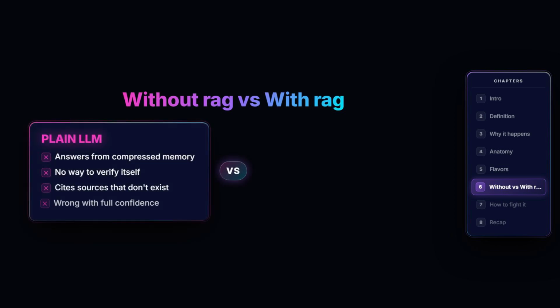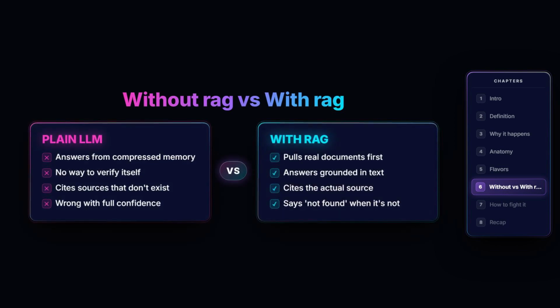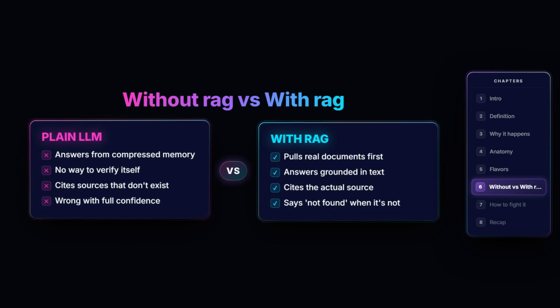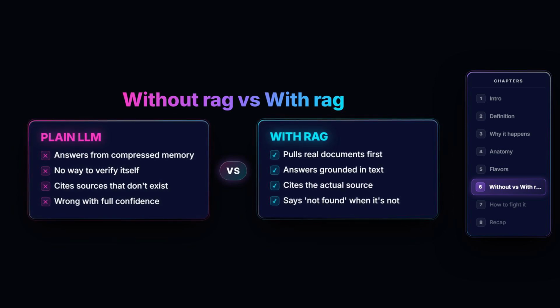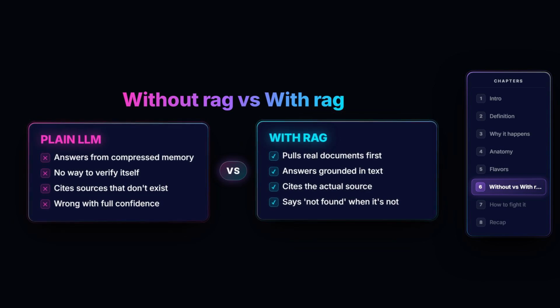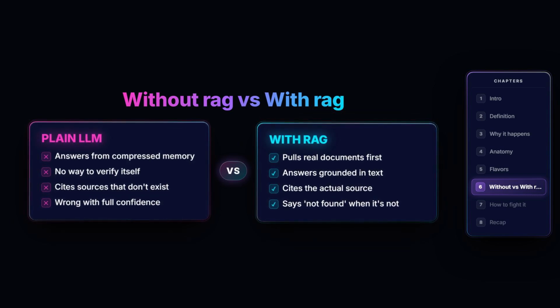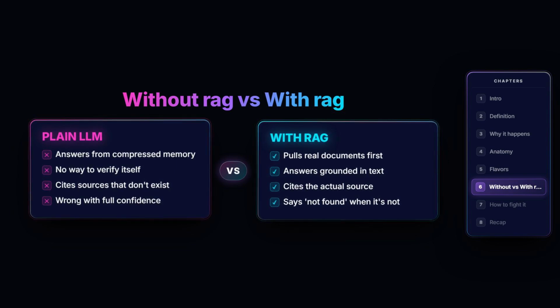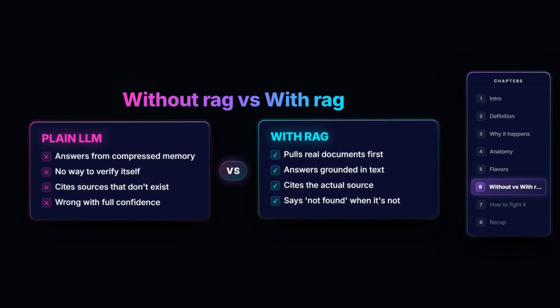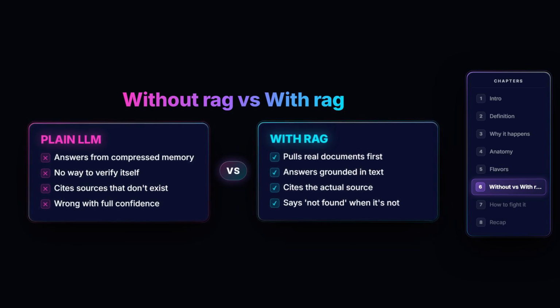How do you fight hallucination? Mostly with RAG. A plain LLM answers from compressed memory, can't verify itself, and cites sources that don't exist. A RAG-powered system pulls real documents first, grounds the answer in actual text, cites the real source, and admits when something isn't in the data.